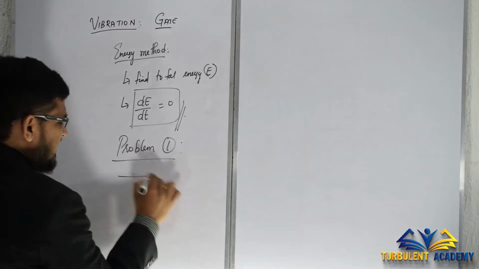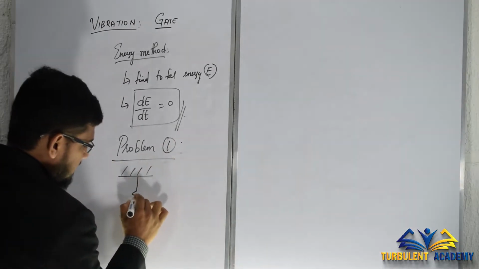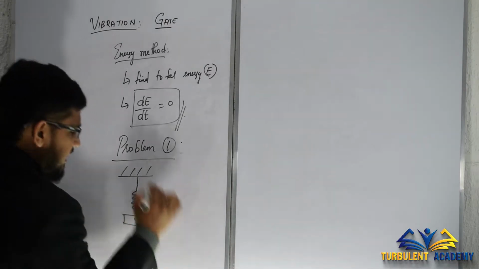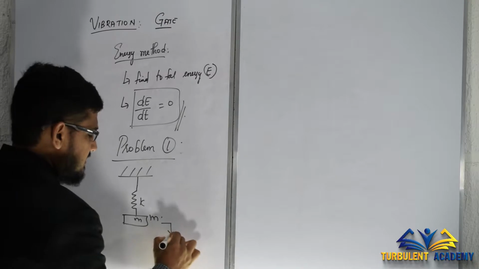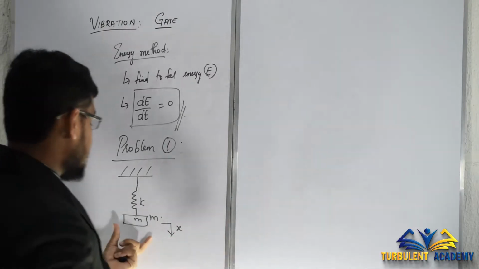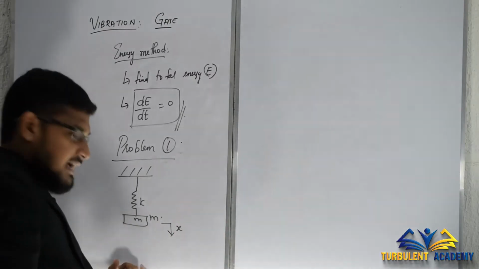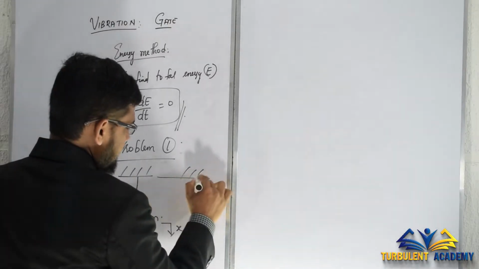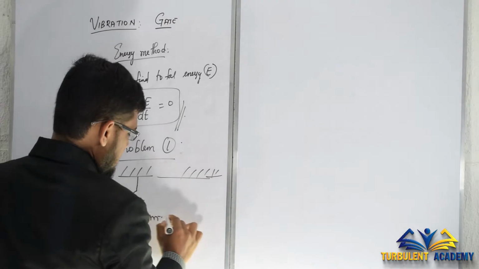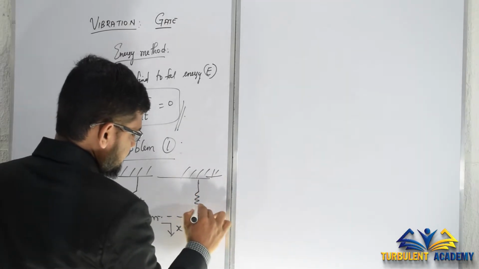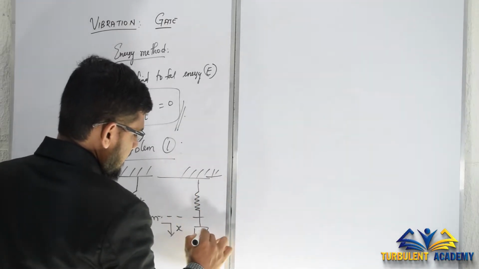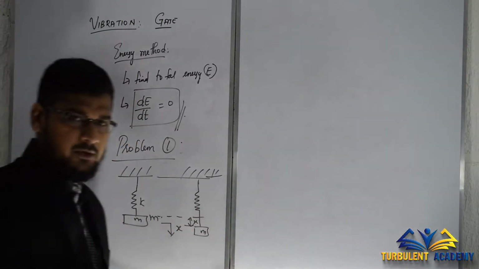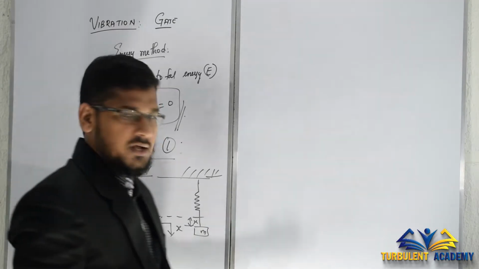Problem 1 is very simple, a basic spring mass system. We have K, we have M, right? So it has a displacement in the x direction. I'm going to pull it and I'm going to leave it. Let's say I'm going to have a fixed support over here. So this is the displacement x it has gone through, and I'm going to leave it. It's going to be in a vibratory motion.